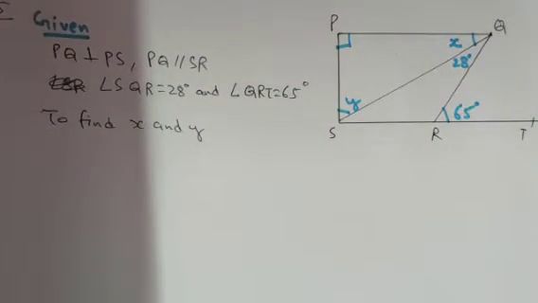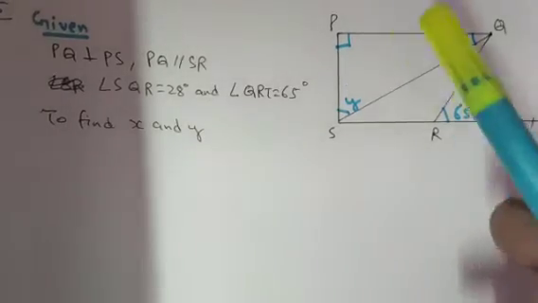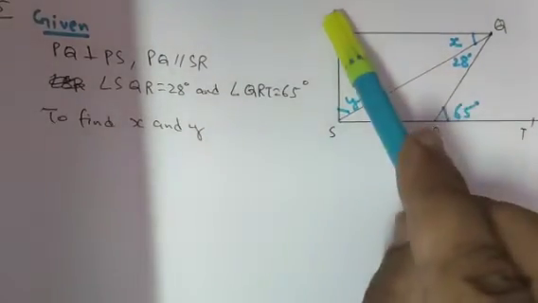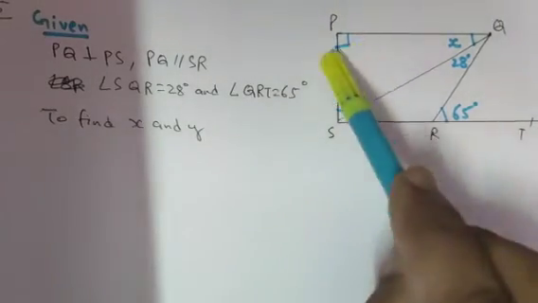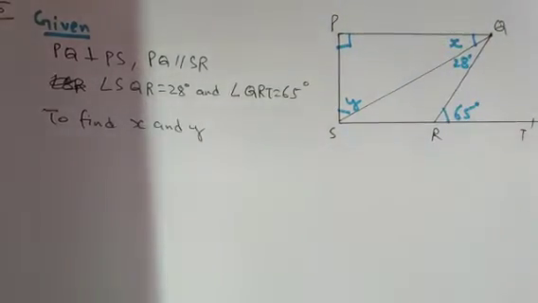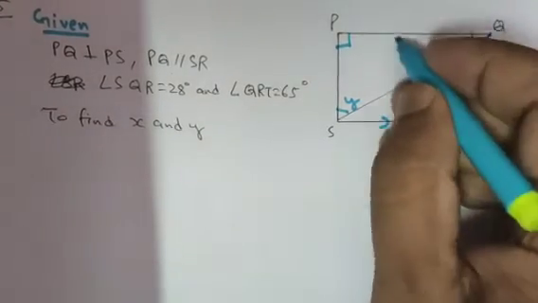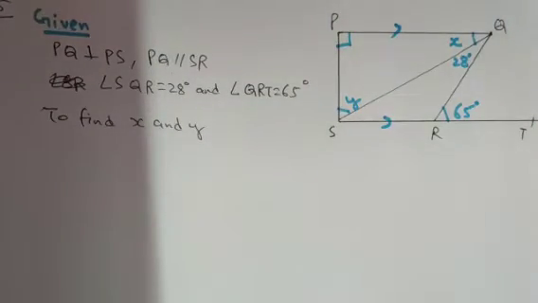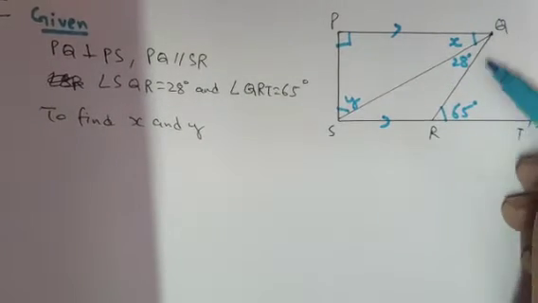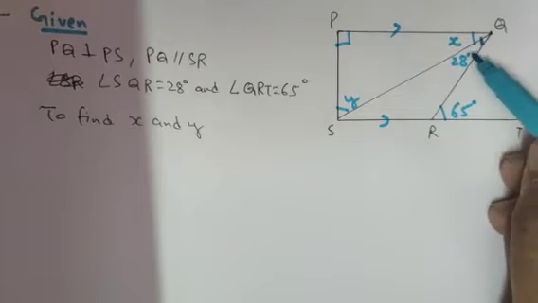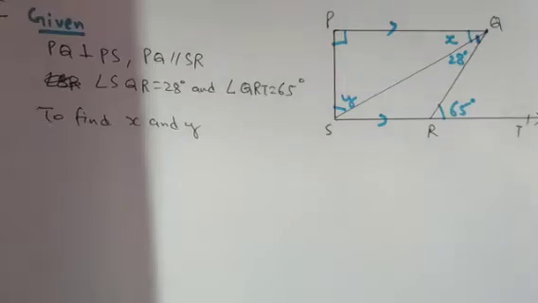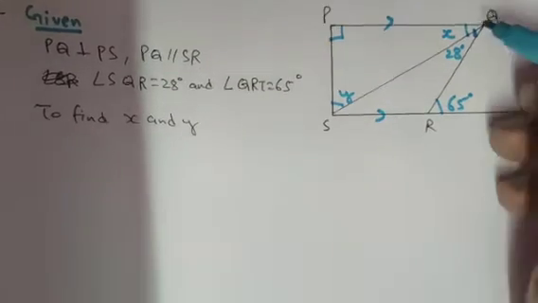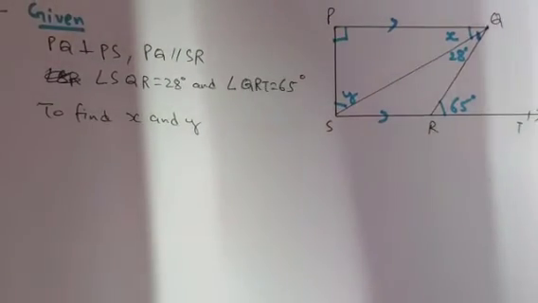In question number 5 we are given that PQ is perpendicular to PS. So that means the angle between PQ and PS is 90 degrees, and PQ is parallel to SR, meaning these two lines are parallel to each other. Angle SQR is 28 degrees. Got it? Angle QRT is 65 degrees. We need to calculate the values of angle X and angle Y.